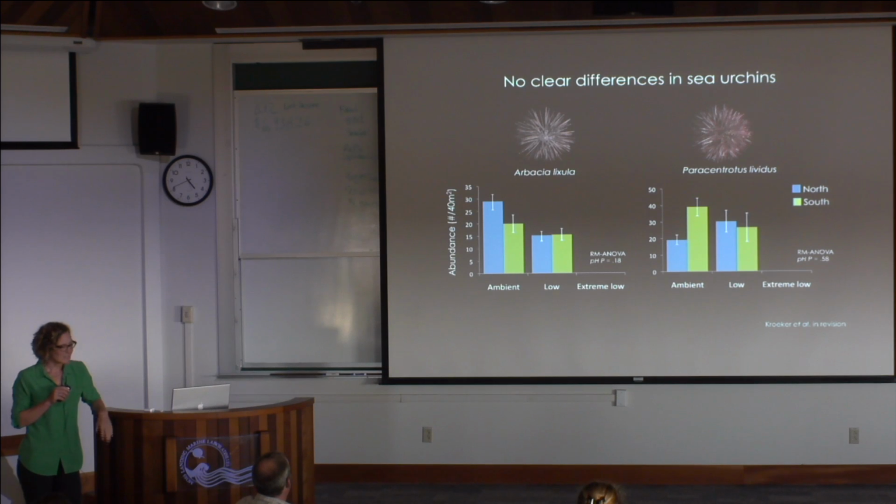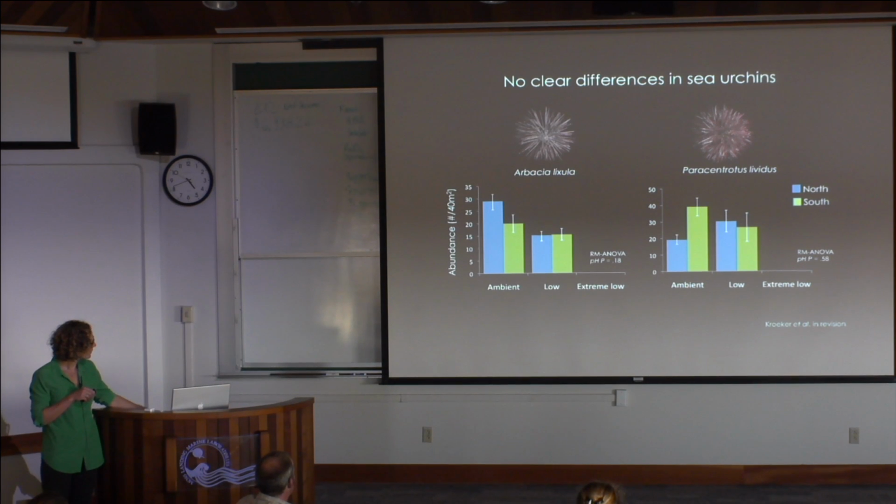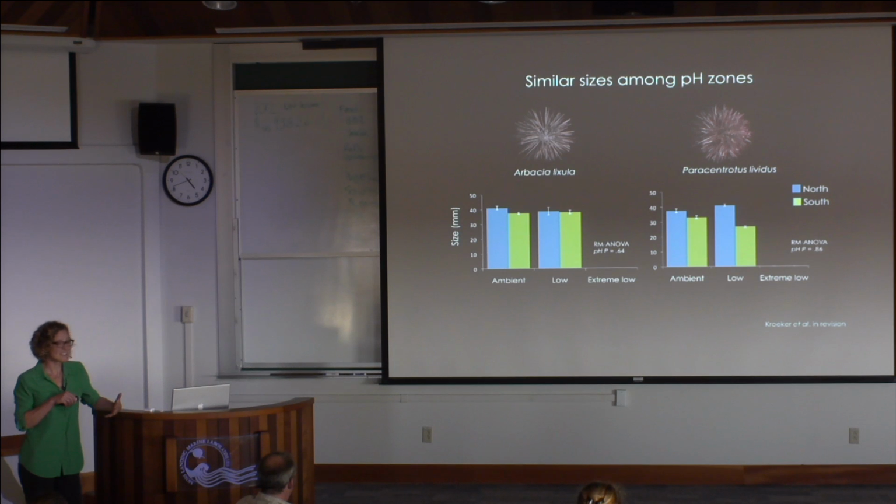But what's really interesting is the abundance of both species, Arbacia on the left and Paracentrotus on the right. We never see them in the extreme low pH zone. They just are never there. But we see very similar abundances across the ambient and the low pH zones in both species, so neither of these differences is significant. Similarly, we see really similar sizes of them. So they are big, healthy-looking sea urchins in these low pH zones.